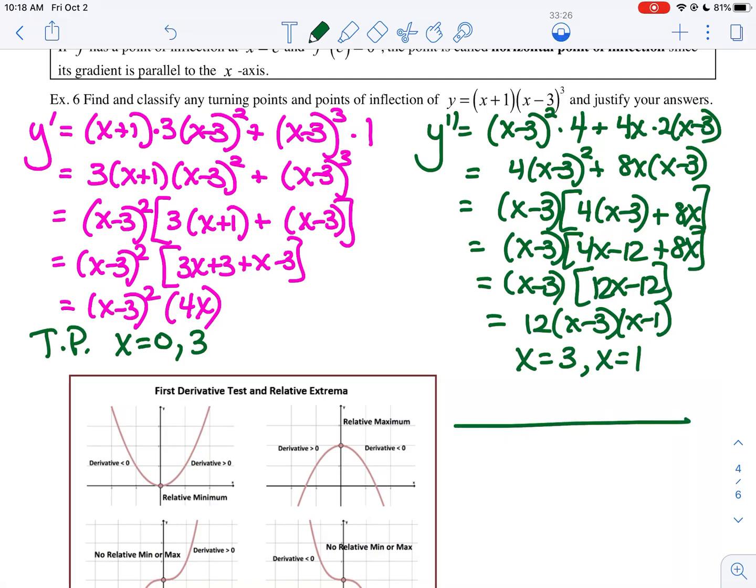So watch what I'm going to do. I'm going to make a test point table for my second derivative, and that's going to tell me multiple things.